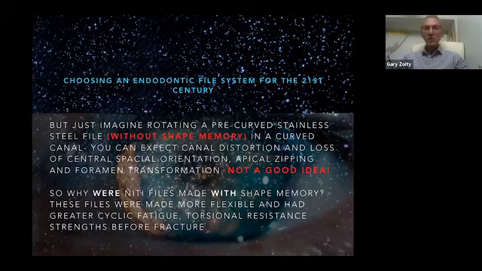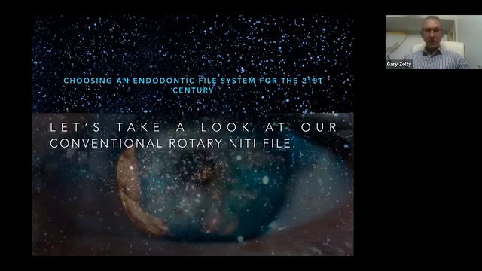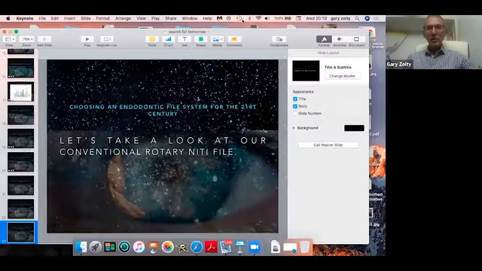So why were files made with shape memory? Okay, we've just answered it. But I think there was an added benefit. These files were made more flexible and had greater cyclic fatigue, torsional resistance, and strength before fracture. So let's take now a look at our rotary NiTi file. So we'll go back to a little demo. And here's a conventional NiTi file, any one you want. And if you see, let's hold that carefully. Oh.